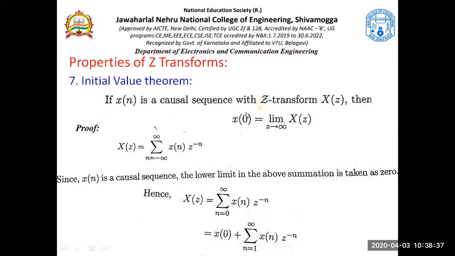Now, what is said here? The limit is being applied to X of z. So you apply limit z tending to infinity on both sides. What happens if you do that? This would look like the limit z tending to infinity of X of z. On this side, what would happen? Since in x of 0 z is not there, x of 0 would be x of 0 only.